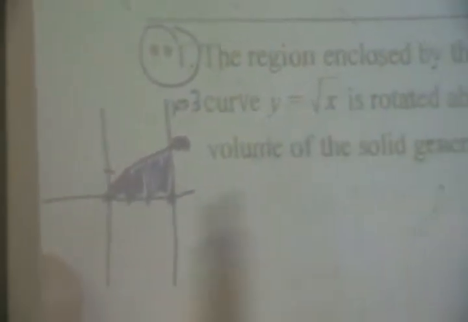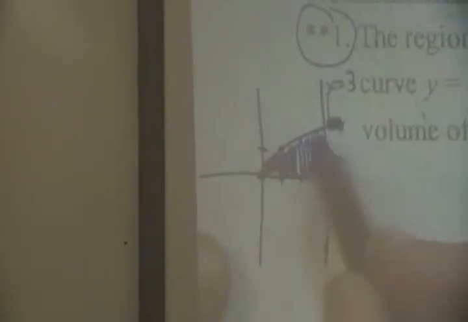And I have y equals the square root of x. Well, we know the square root of x goes through the point 1, 1. And obviously it would intersect this at some decimal. But that's okay, because all I care about is this region here. The region enclosed by the x-axis, the line x equals 3, and the curve y equals square root of x. So it's this region here, isn't it?